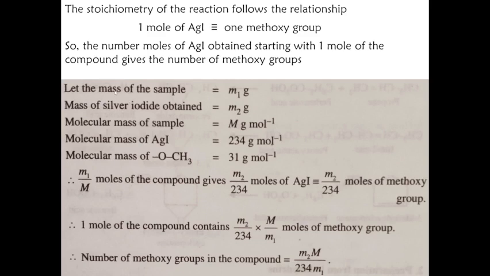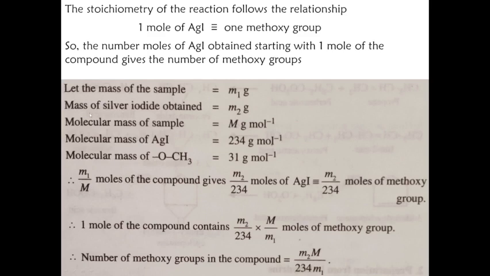Here the calculation is like this. Consider the mass of the sample as M1 and the molecular mass of the sample as capital M. From this, the number of moles can be calculated. Weight divided by molecular mass will give you the number of moles: M1 divided by M is the number of moles of the compound.